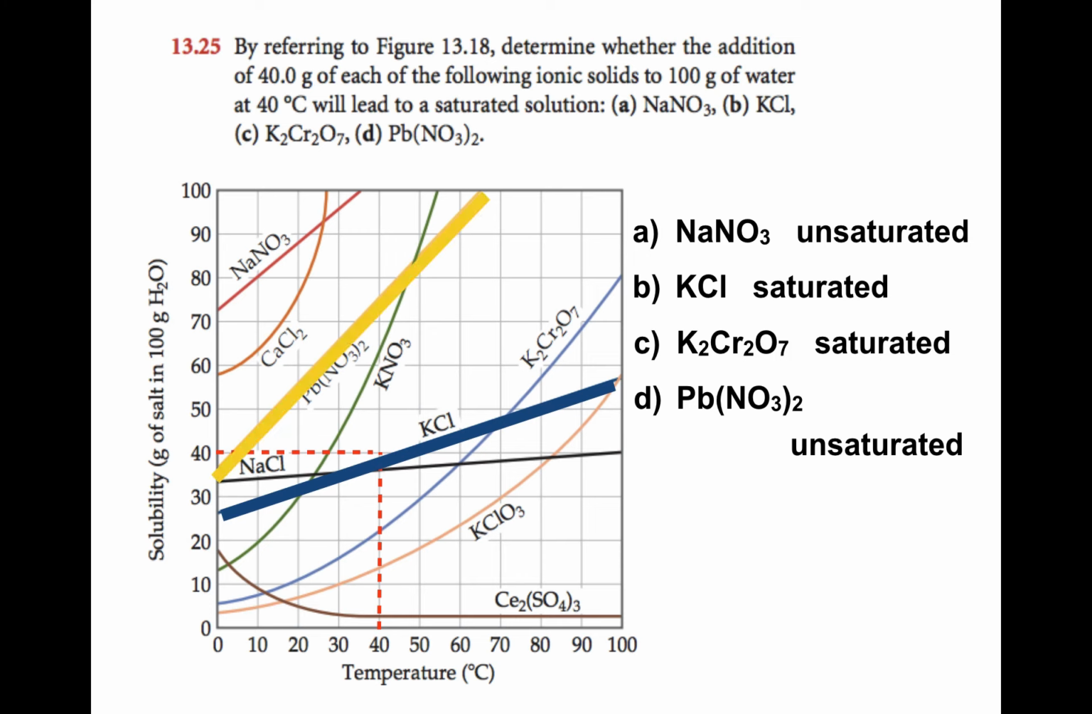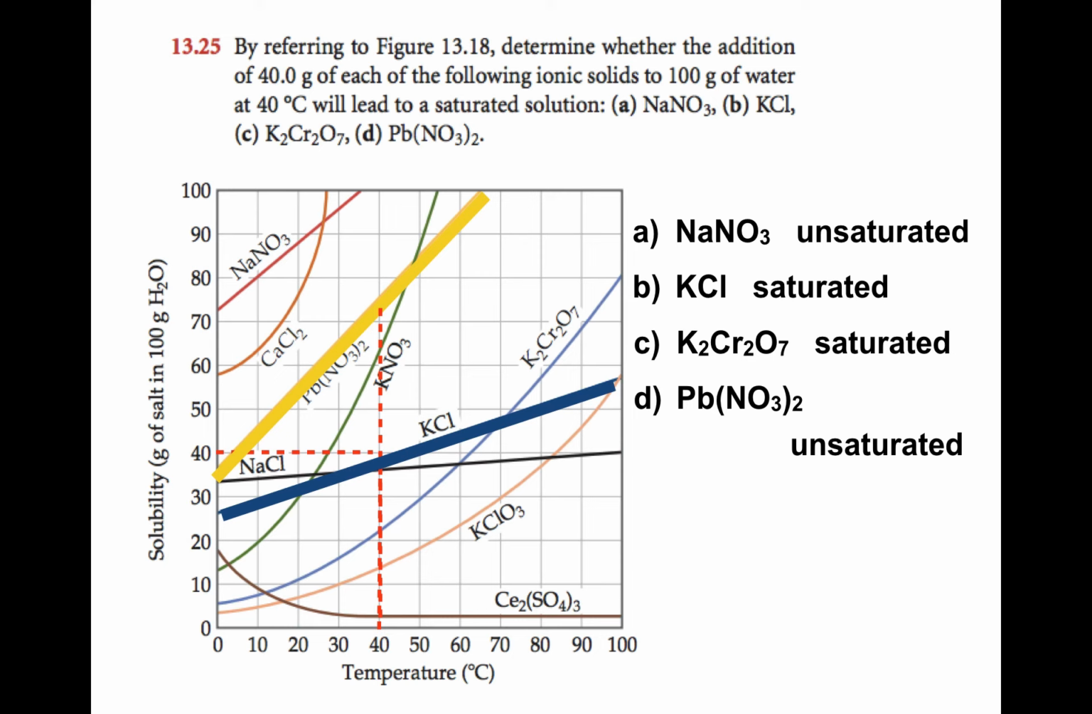If I'm looking at lead nitrate, at 40 degrees Celsius, I could put as many as 73 grams of lead nitrate in the water and still be able to put a little bit more in. As long as I'm below the line, I have an unsaturated solution.